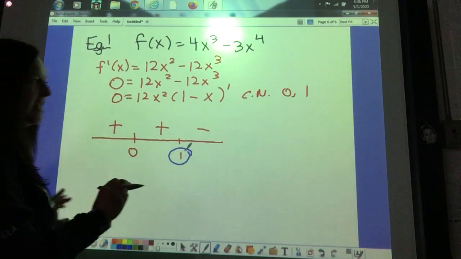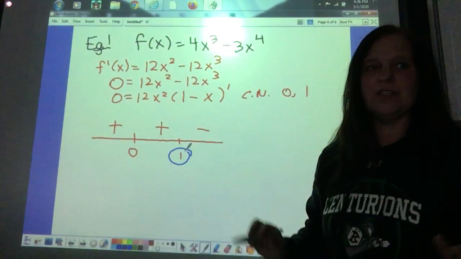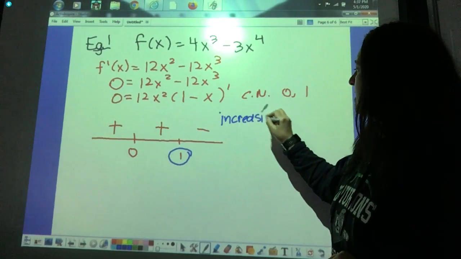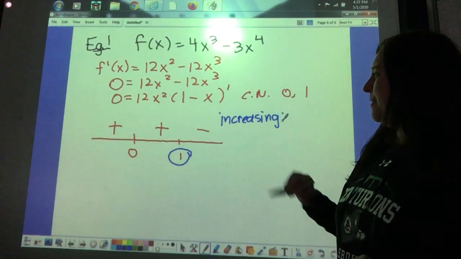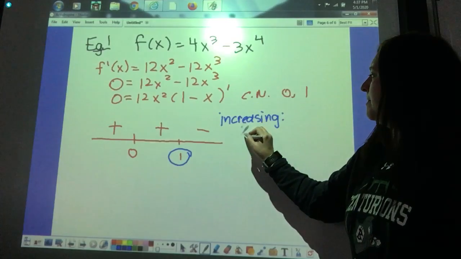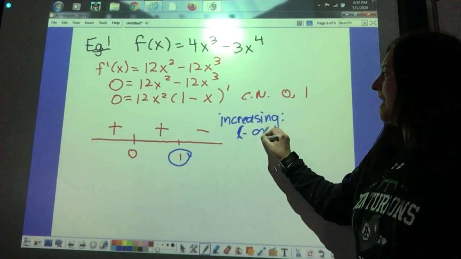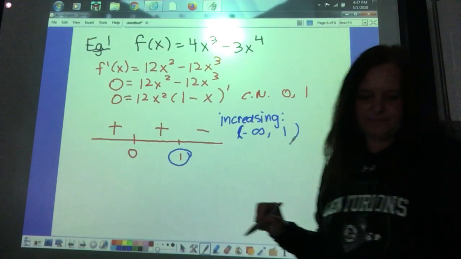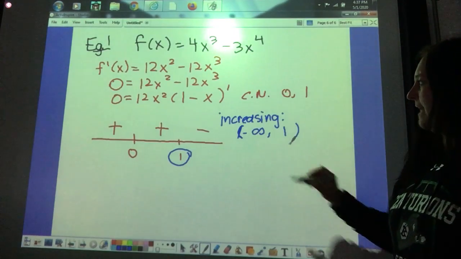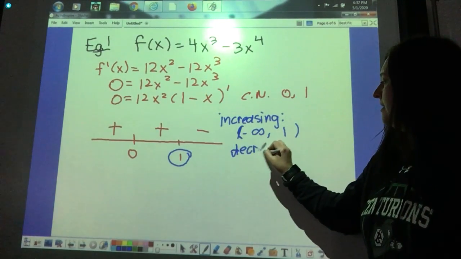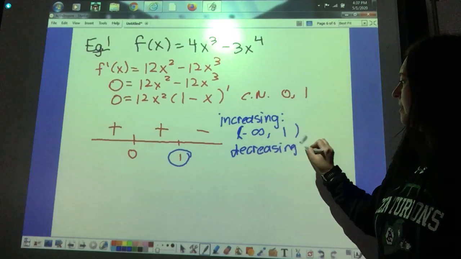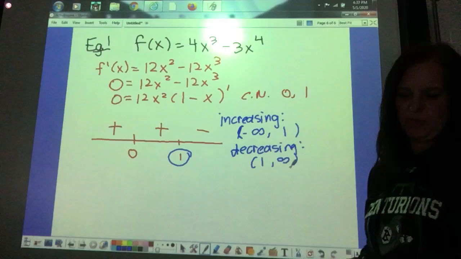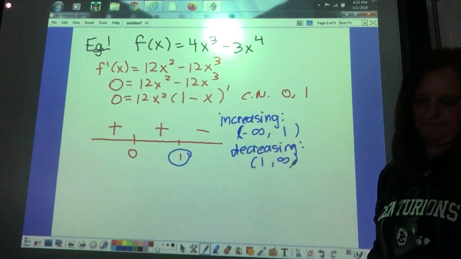So let's analyze a few things, because when we get into curve sketching, sometimes they ask us to talk about where it's increasing. So where is this graph increasing? It would be increasing from minus infinity all the way up to 1. That's where it's increasing. And it would be decreasing from 1 to infinity. So that's how you figure out where it is increasing and decreasing.